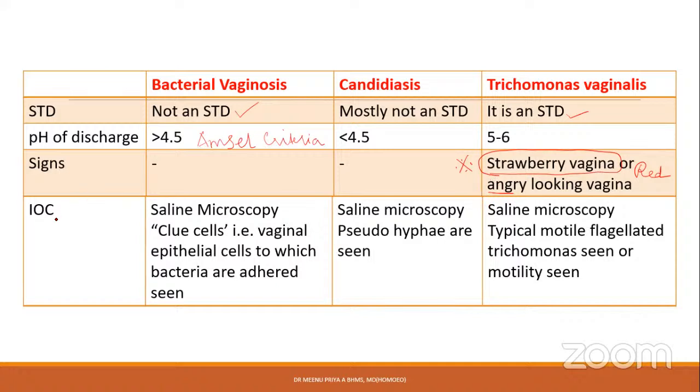Okay, so the investigation of choice here is saline microscopy. Clue cells are very important, and as I told before, more than 20% is diagnostic of bacterial vaginosis. Vaginal epithelial cells to which bacteria adhered are seen. And again, on saline microscopy in candidiasis, pseudohyphae are seen. Pseudohyphae is a characteristic feature of candidiasis. And in trichomonas, we know it is motility. Motile flagellated trichomonas are seen, or just motility is seen in saline microscopy.